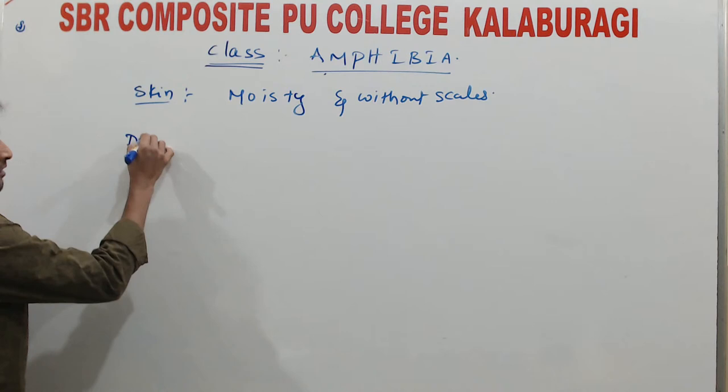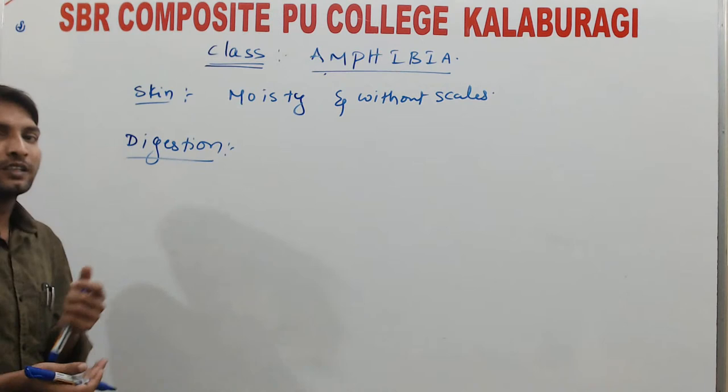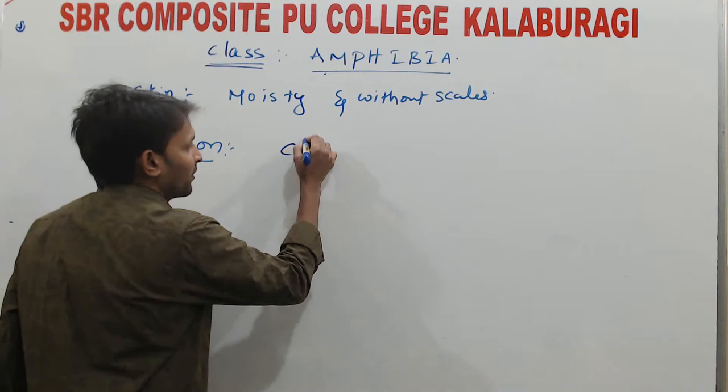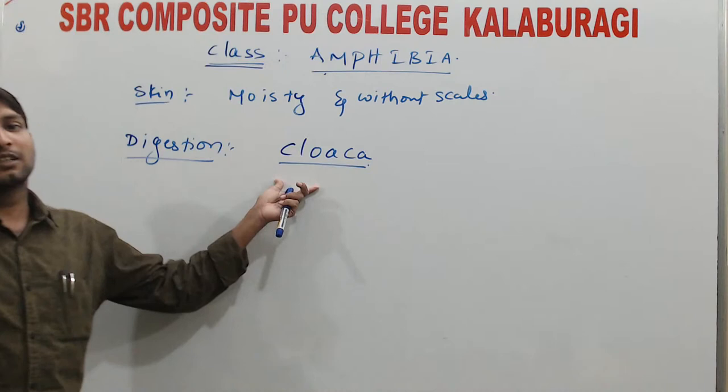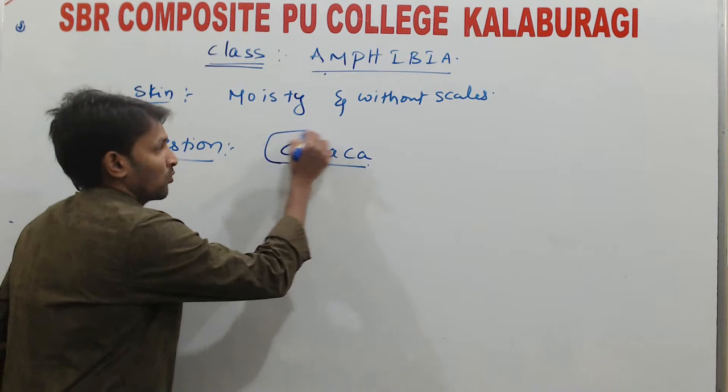Next, general physiological characters. If you see the digestion, it is a complete digestive system. The important thing here is that the terminus of the digestive system, the anus, opens into a common opening called cloaca. The cloaca is the common opening for the digestive system, reproductive system and urinary tract.